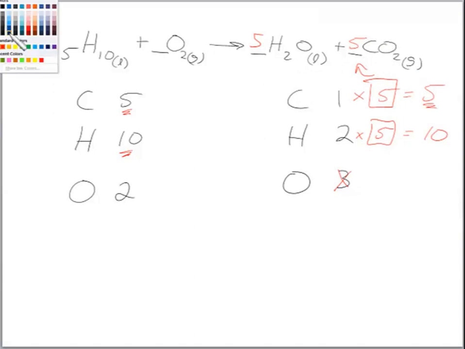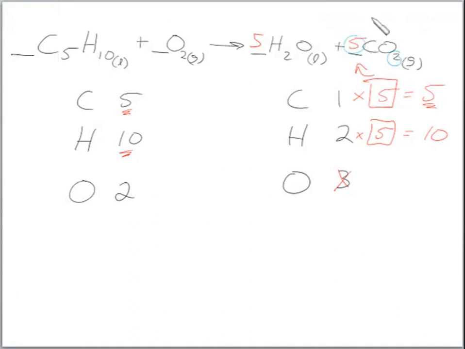Let's keep that in blue to give us a bit different picture. 2 times 5, that's going to be 10 oxygen atoms from the 5 carbon dioxide molecules. 1 times 5, that's 5 there. So we actually have 15 oxygen atoms on the product side now. Okay, same kind of logic. What did I do here? I said my original count times some number equals what I need.